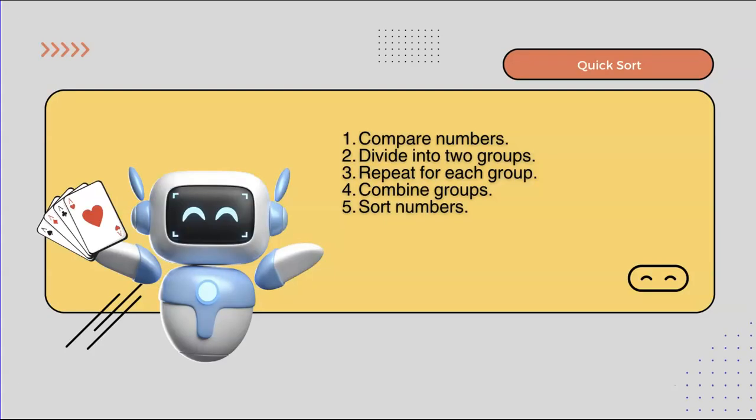Now let's look at the quick sort algorithm. First, you'll compare numbers. You'll divide them into 2 groups. You'll repeat it for each group. Then you'll combine groups and sort numbers. Let me show you how it works.